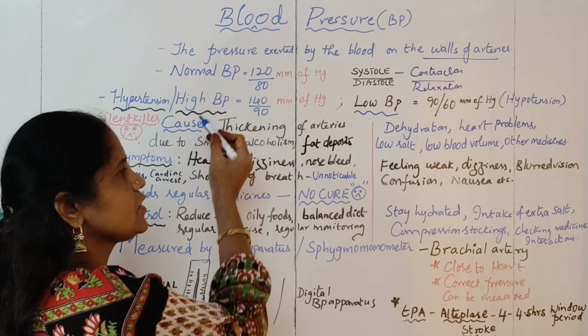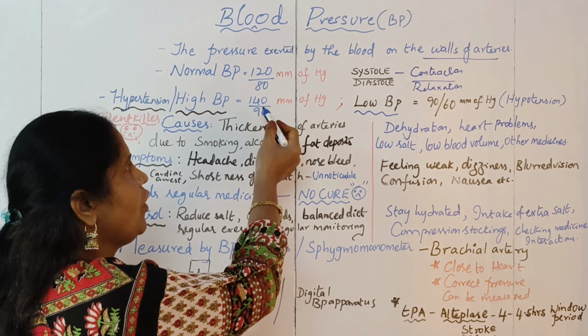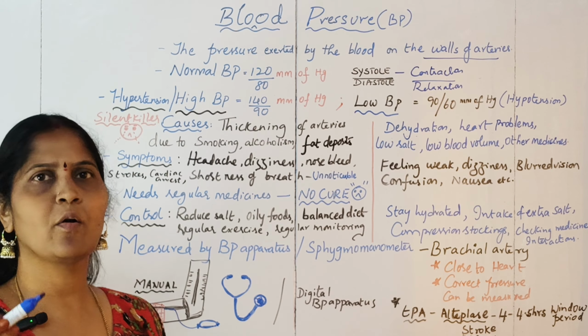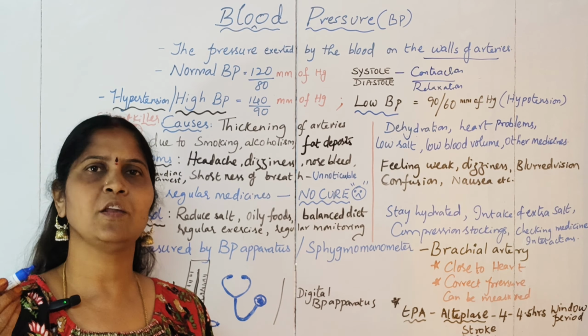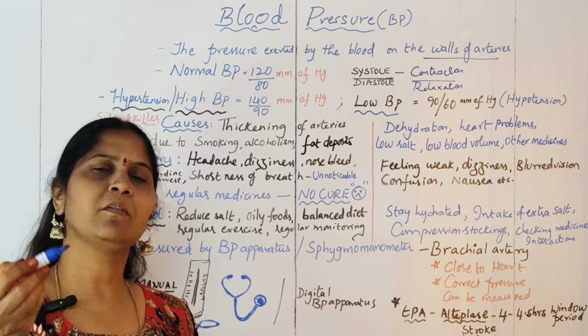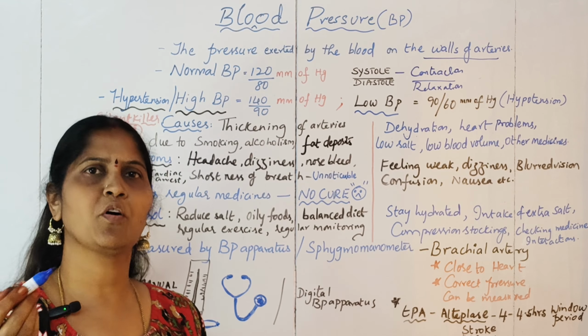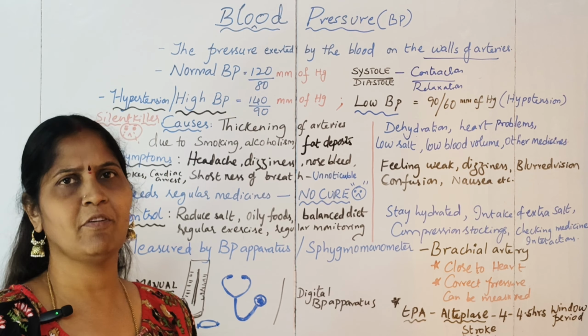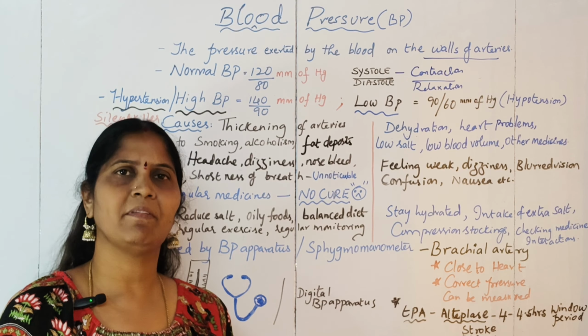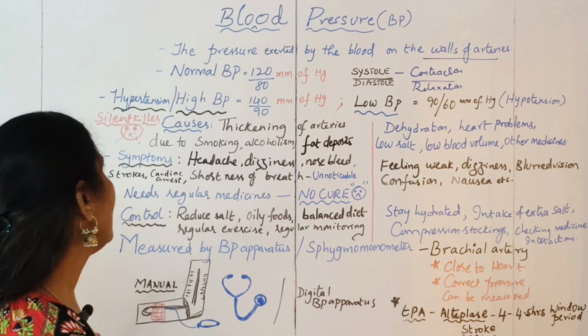In the case of high BP, the values of systole and diastole will be around 140 and 90 millimeters of mercury. When the values scale up to such a level, that is called the hypertension condition, or high BP. What will happen if people have high BP? How does this high BP develop? Let us try to understand.